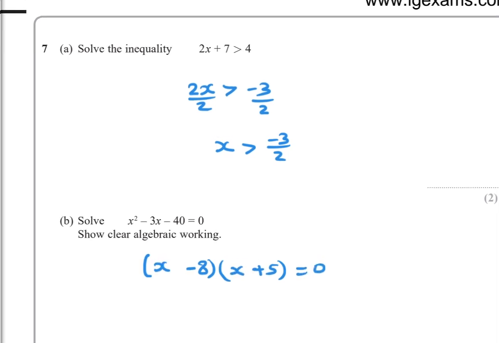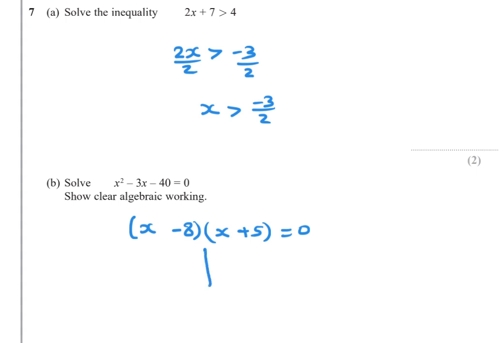This equals 0. You can use a calculator to factorize and solve. So x minus 8 equals 0. This means x equals 8. Or x plus 5 equals 0. This means x is negative 5.